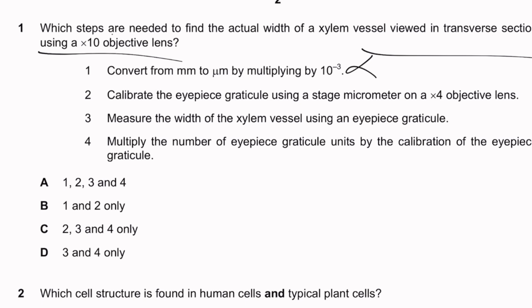Now he's just stated that it is using a times 10 objective lens. So why would you change the magnification that you're using? No. Measure the width of the xylem vessel using an eyepiece graticule. That is right, you should measure the width using an eyepiece graticule and then multiply the number of eyepiece graticule units by the calibration of the eyepiece graticule, so it's 3 and 4 only.